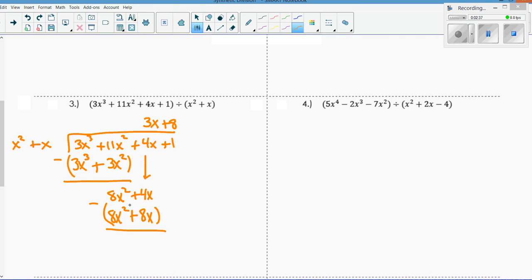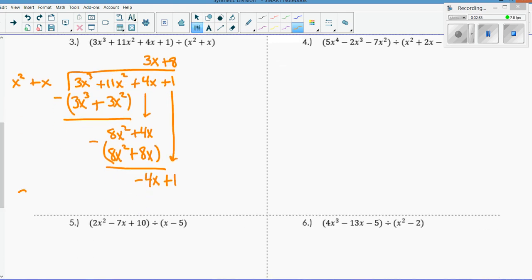First terms cancel, that's good. 4x minus 8x is negative 4x. And then I bring down my 1. And I have plus 1. I have nowhere else to go, so that whole thing then is my remainder. So my answer would be 3x plus 8 plus negative 4x plus 1 over x squared plus x.